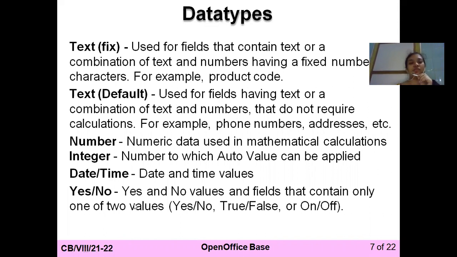Last, yes, no. Yes, no values and fields that contain only one of two values. मतलब आपको आउटपुट दिखाएगा yes और no में, true और false या फिर on या off में. That time it's some type of criteria जैसे if function होता था like that.